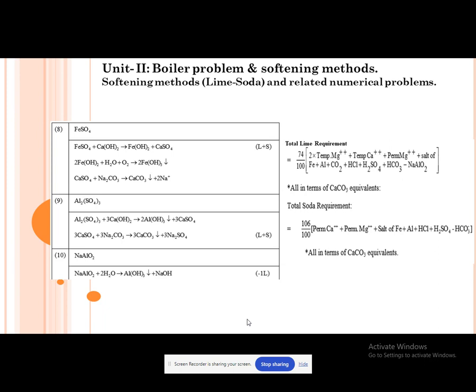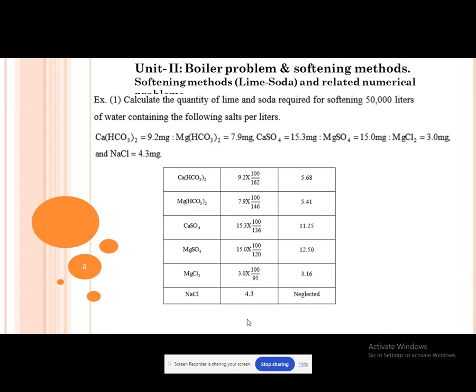In the same manner, we have the formula for total soda requirement, 106 upon 100, and here 106 is the molecular weight of Na2CO3, 100 is the molecular weight of CaCO3. We should add permanent calcium, permanent magnesium plus salts of iron, aluminum, HCl, H2SO4 and minus HCO3. Here also we have to put all values in terms of CaCO3 equivalent. So this is the basic chemical reaction that occurs when we treat hard water in the cold lime soda method as well as the hot lime soda method.